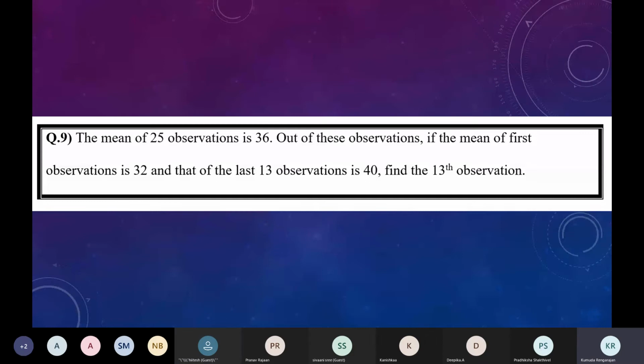Now see this. I'm adding 34 and 46. I get 80. So when I add the sum of the first 4 observations and the last 4 observations, and from that take away the sum of all the observations, that is 34 plus 46 minus 70, it will give you 10, which is the 4th observation, the middlemost observation.